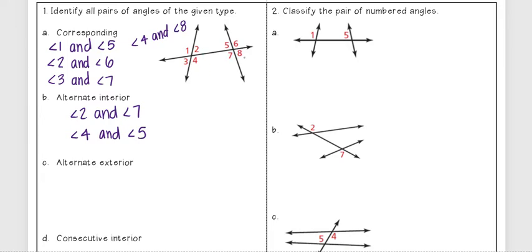Okay, and then alternate exterior. So exterior means that they're on the outside of the two lines, and then opposite sides of the transversal. So this one for 1, the opposite side of the transversal on the outside of the line would be 8. And so then that leaves 3 and 6.